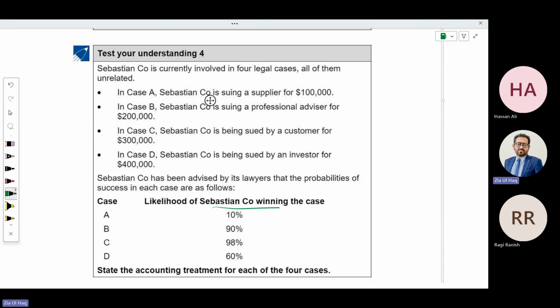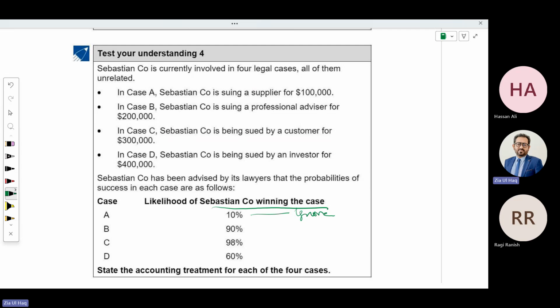Likelihood of S company winning the case. In A, 10%. Has the company sued the supplier or has the supplier sued the company? The company has sued the supplier for a damages claim. 10%, possible inflow. What should we do? Ignore, do nothing.